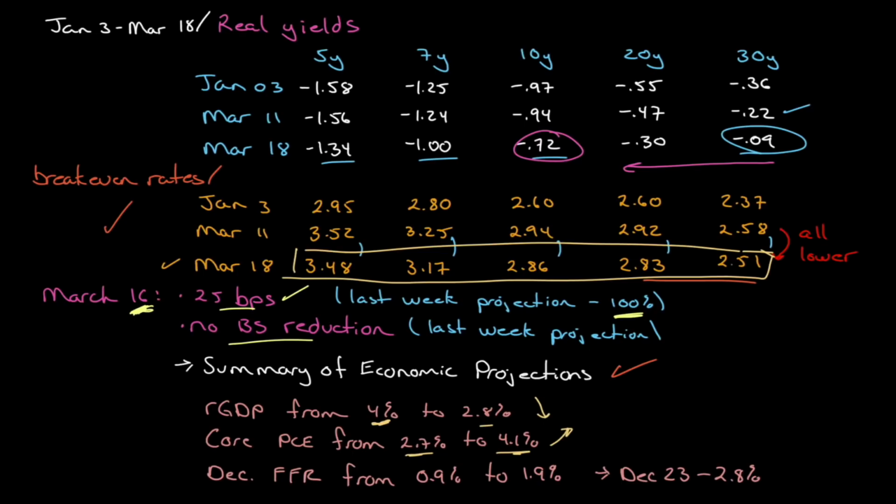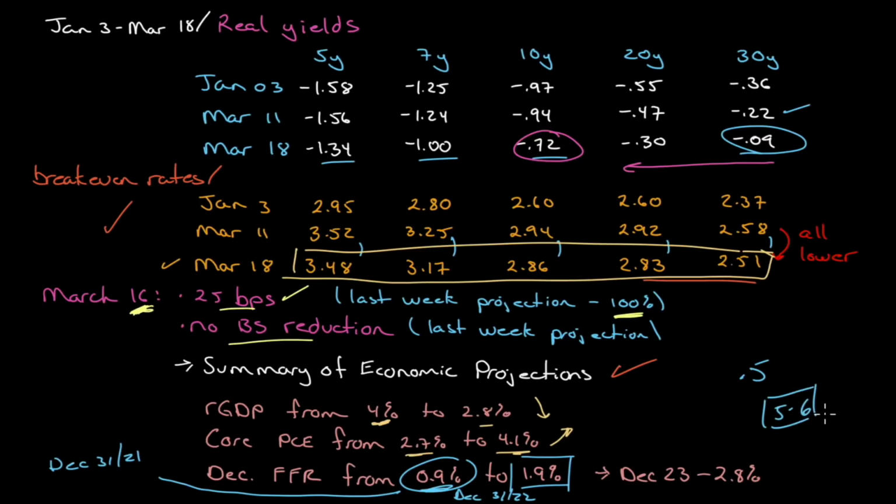This is a big one here. The federal funds rate at the beginning of the year, this is December 31st, 21. The forecast for what it will be December 31st, 22 was 0.9%. It is now 1.9%. We're at 0.5. So you're looking at 140 basis points higher, assuming that we go 25 basis points per meeting. That is 5 to 6 more rate increases for the course of the year.